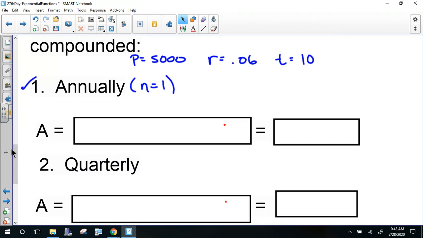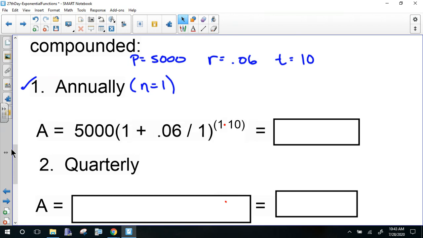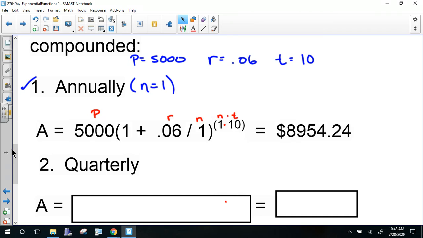So if I plug that into my general interest formula, I want to use the big formula because I'm not compounding continuously. It's P times 1 plus the rate divided by N raised to the power of N times T. So again, this is my P, this is my R, this is N, this is N, this is T. You can put all that in the calculator at one time. Just put it in just like this. Make sure you use the parentheses. And we get an answer of 8,954.24.